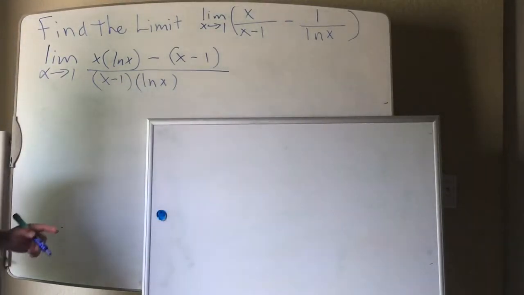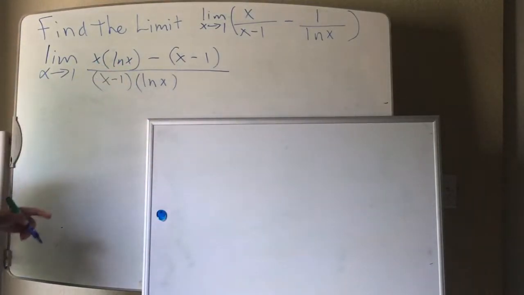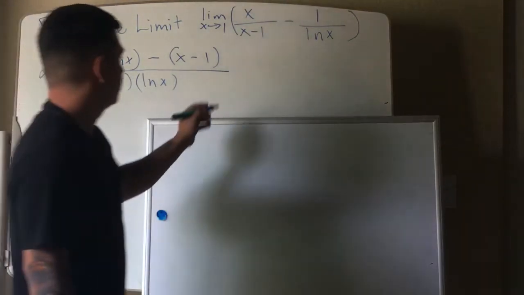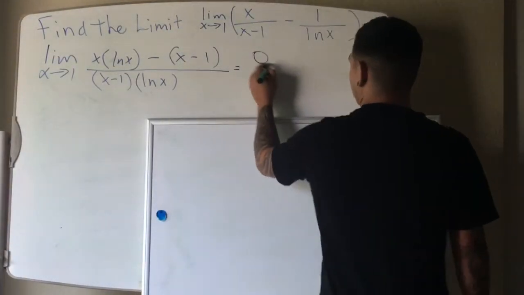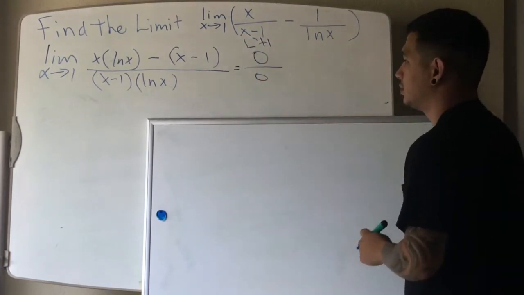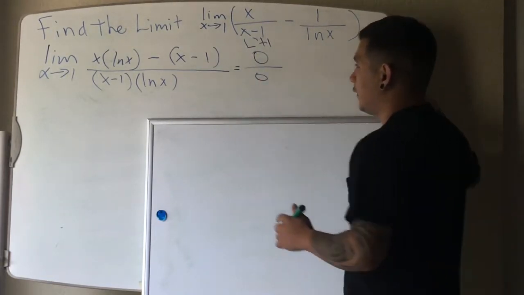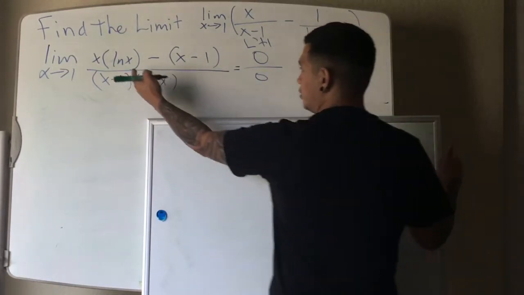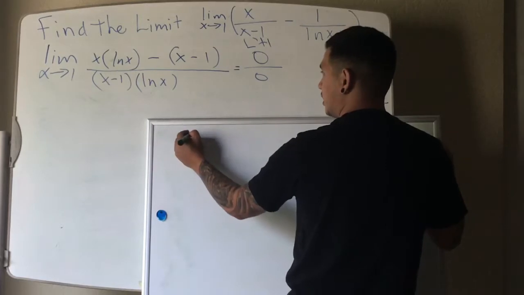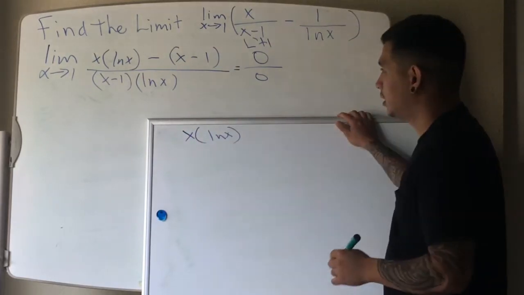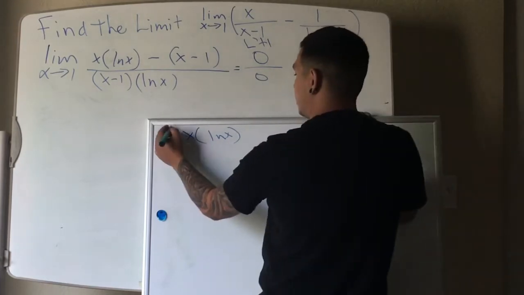And so now we've combined it. Now when you plug in your 1, it just becomes 0 over 0. So we get 0 over 0, and now we can apply L'Hospital's rule. And so this is a product and this is just regular. So we're going to do the product first. So x ln x, and we want to take the derivative of that.